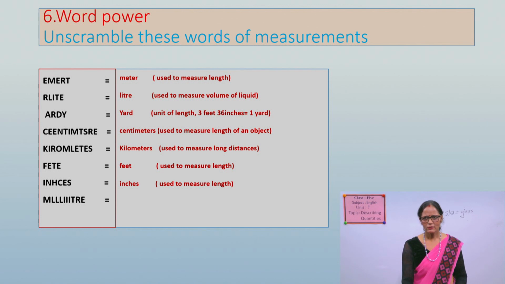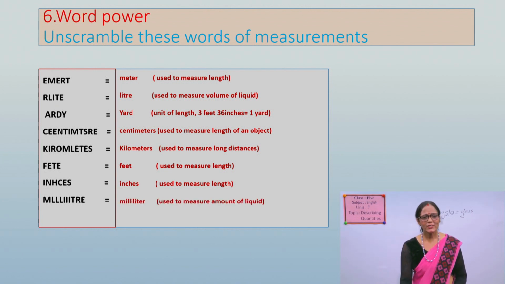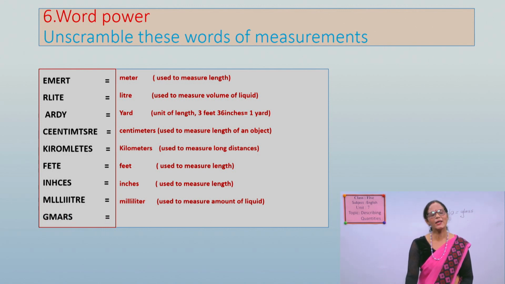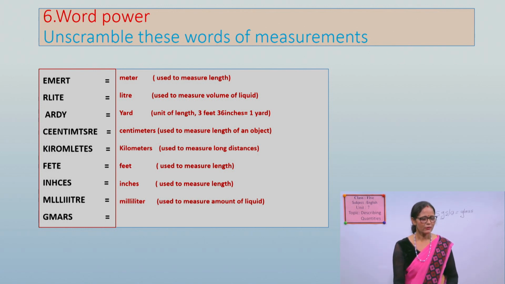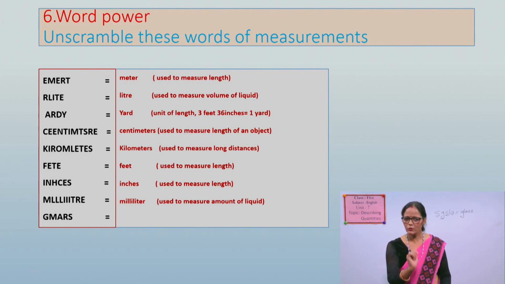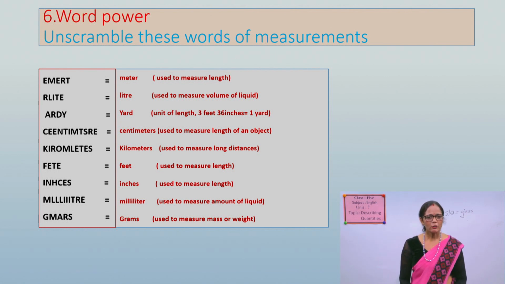What is it? It is difficult for you because it is a long word. I will give you a clue. It starts with M. Did you do it? Yes, you are right. It is milliliter. And the last one. What is it? It is? Yes, you are good. You have done it well. It is grams. It is a smaller form of kilogram.